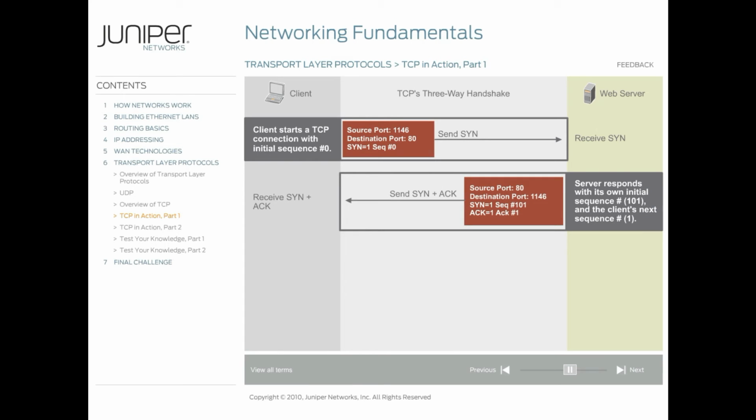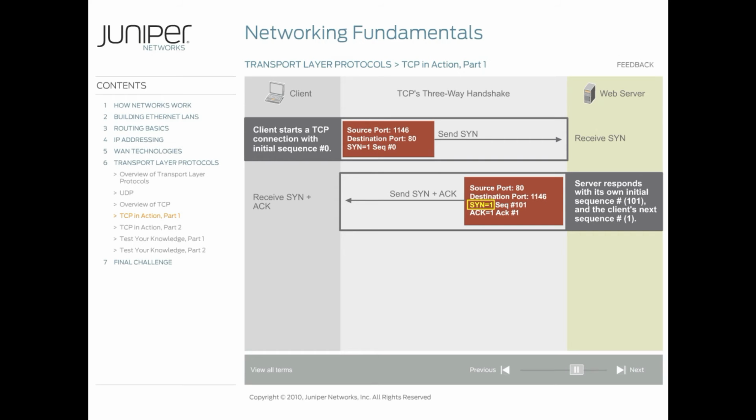Now the server starts the second step of the handshake by responding to the client. Notice that the source and destination port numbers switch. Because the server is now the sending device, it sets the source port to 80 and the destination port to 1146, the port the client specified in the first step of the handshake. The client just told the server its initial sequence number is 0. With TCP, data can flow in each direction. So next, the server needs to tell the client its initial sequence number.